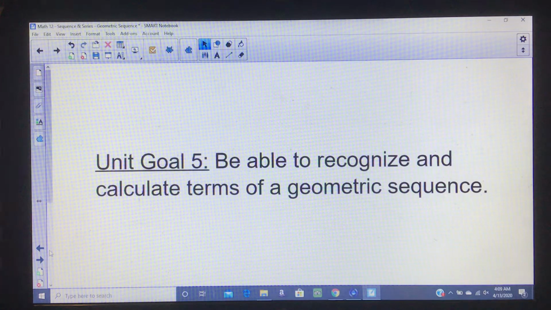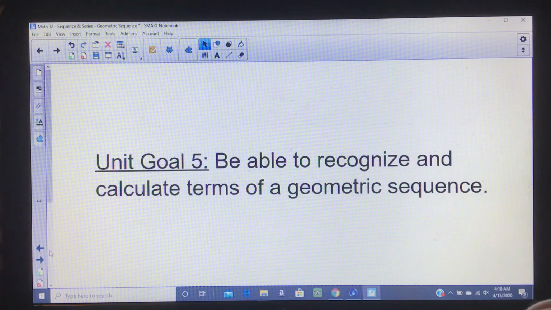These next couple of videos are going to be about what's called a geometric sequence. So I'll tell you what that is. And then the last two videos, or next two lessons, I should say, will be on geometric series, which will be adding up these geometric sequences.